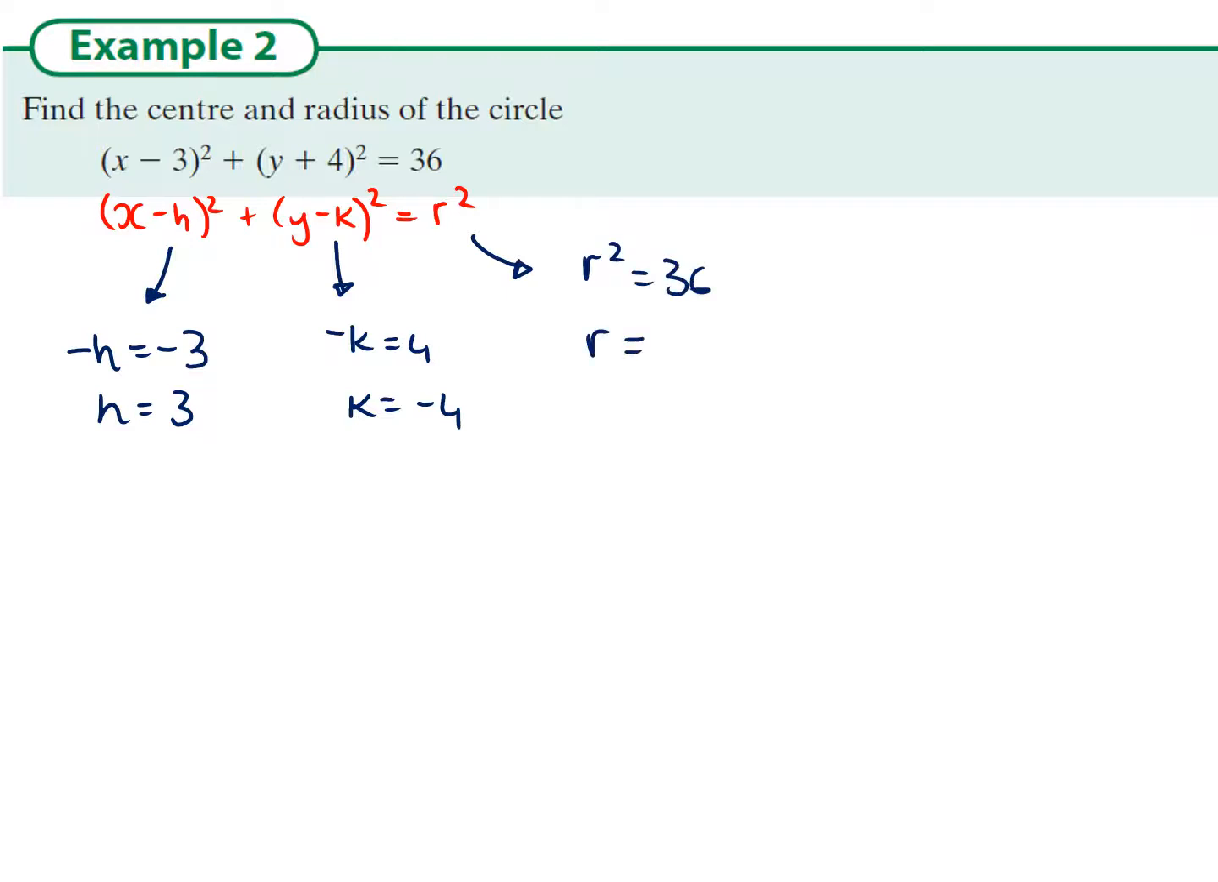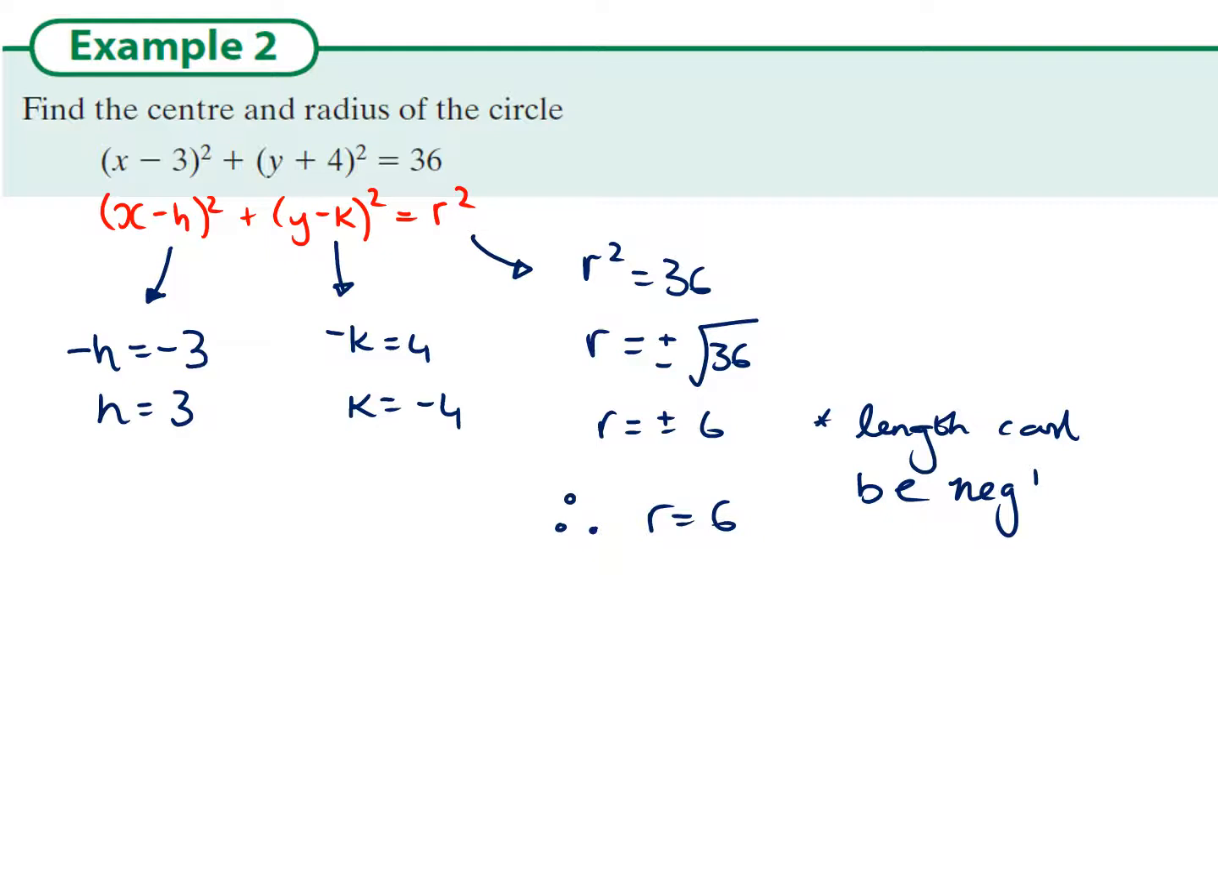And here, r squared equals 36. So r is equal to, really it should be the plus and minus of the square root of 36, which is plus or minus 6. However, remember, radius is length, and length can't be negative. So therefore, radius equals 6. Okay, so just be very, very careful with those square roots. When we're dealing with square roots in this section, we'll only be taking the positive answer, but don't forget that there is both a positive and negative answer. We're just saying that the negative answer is not valid here because we're talking about length.